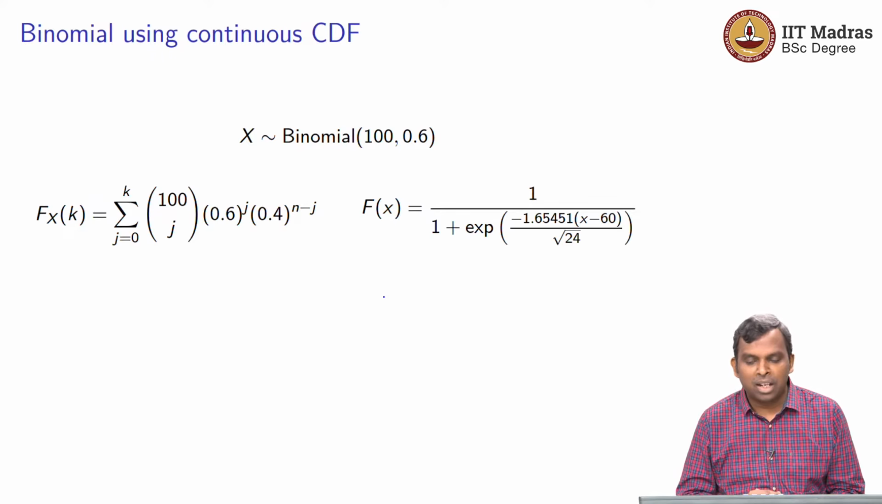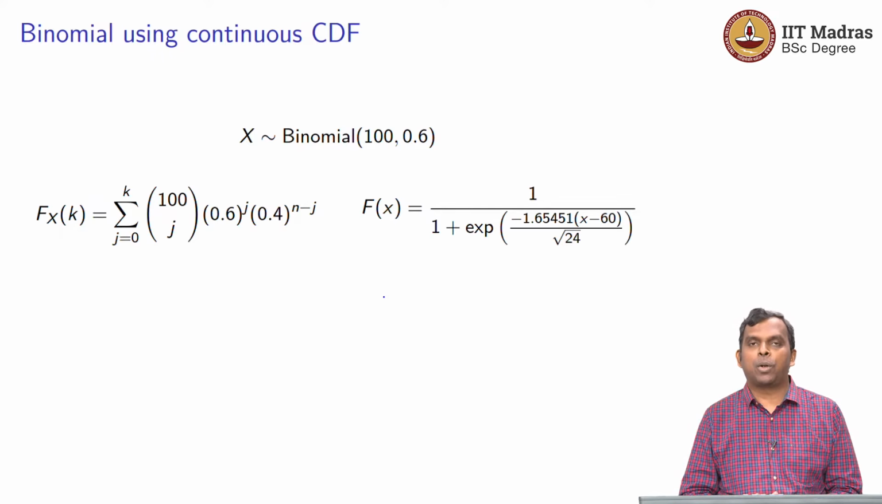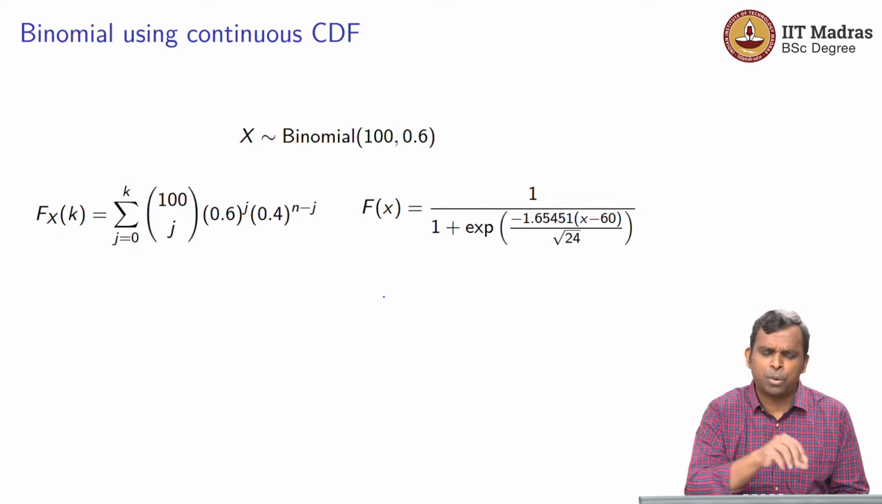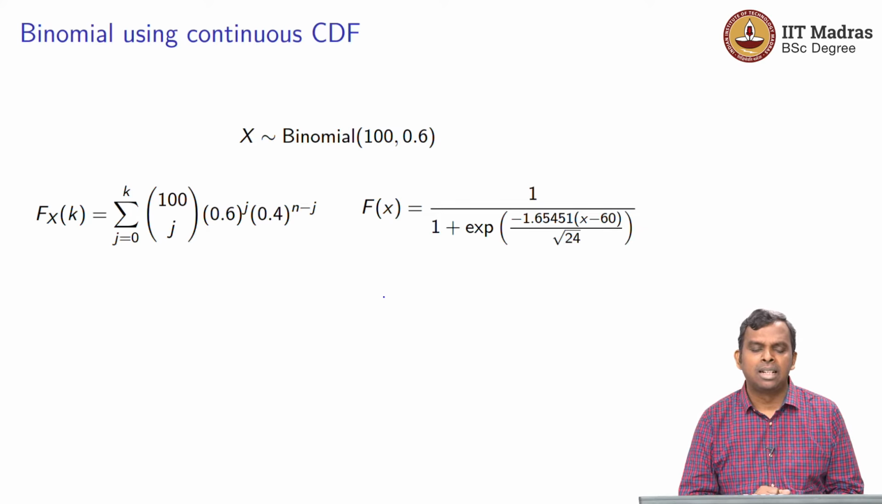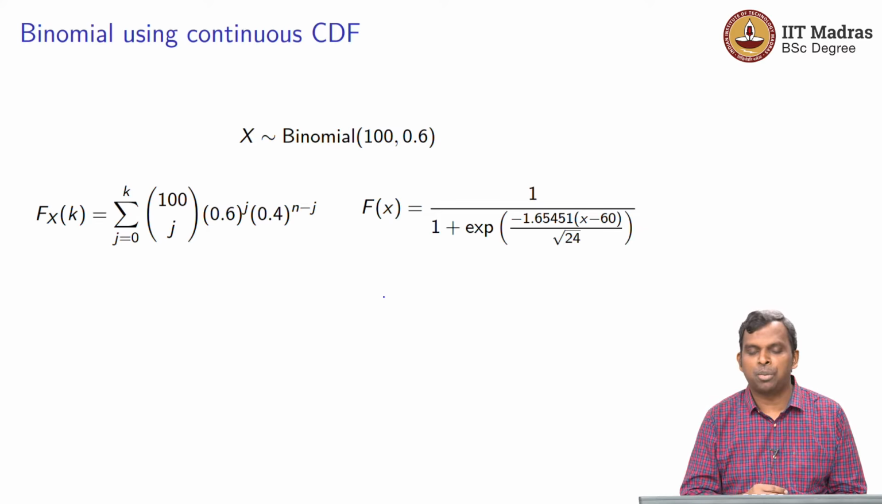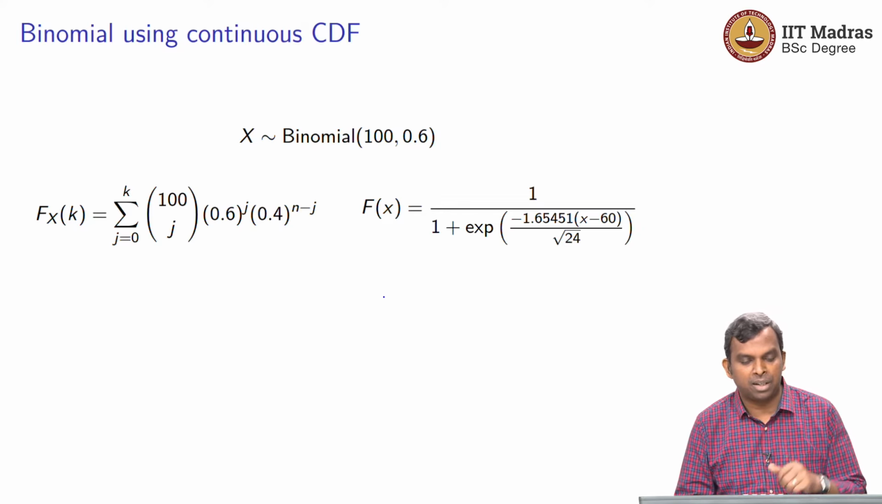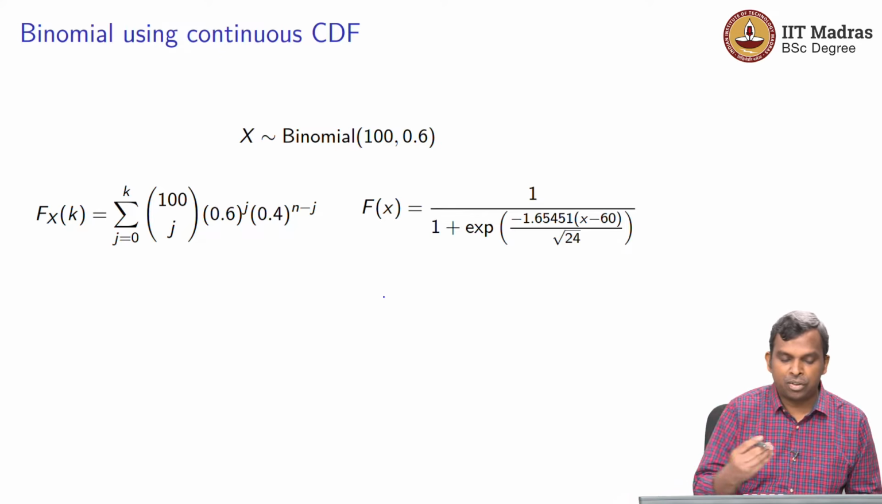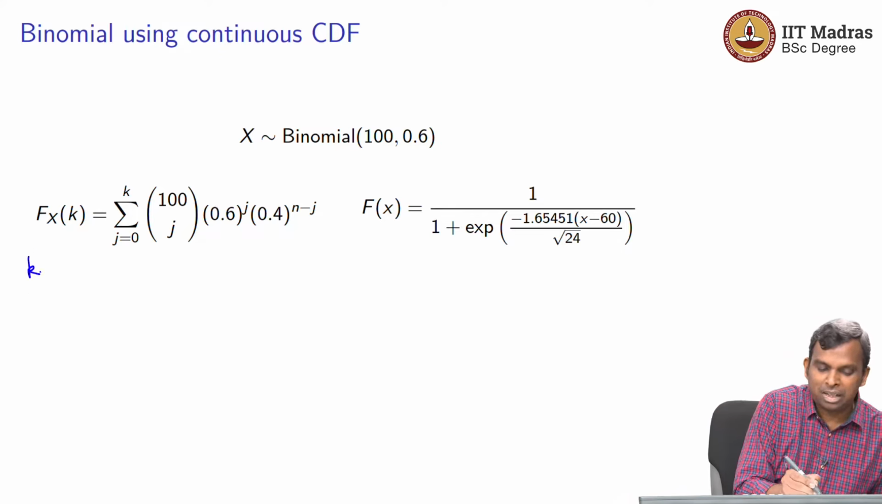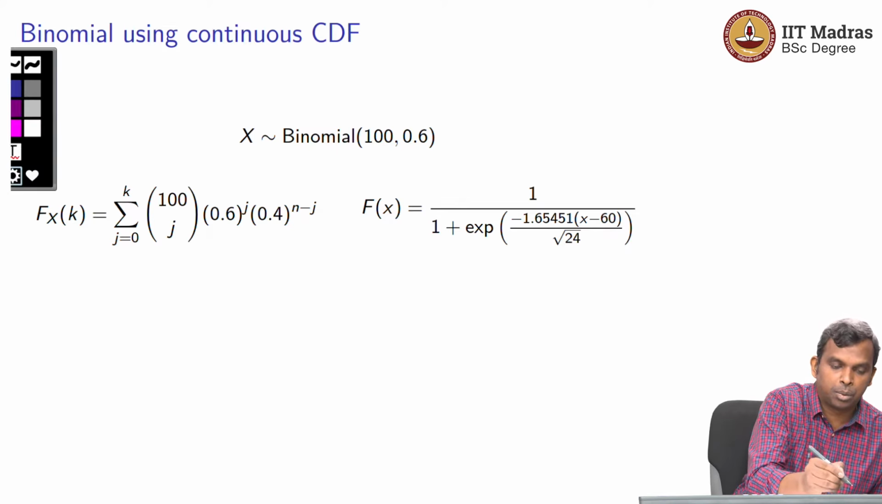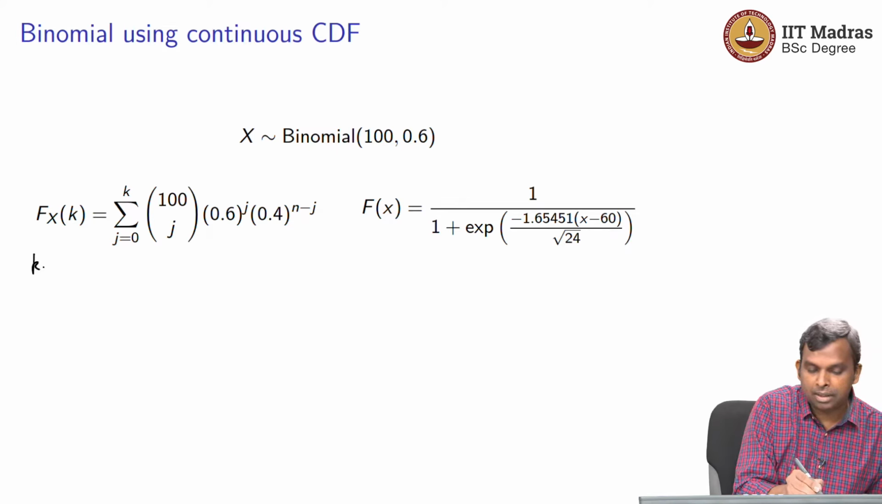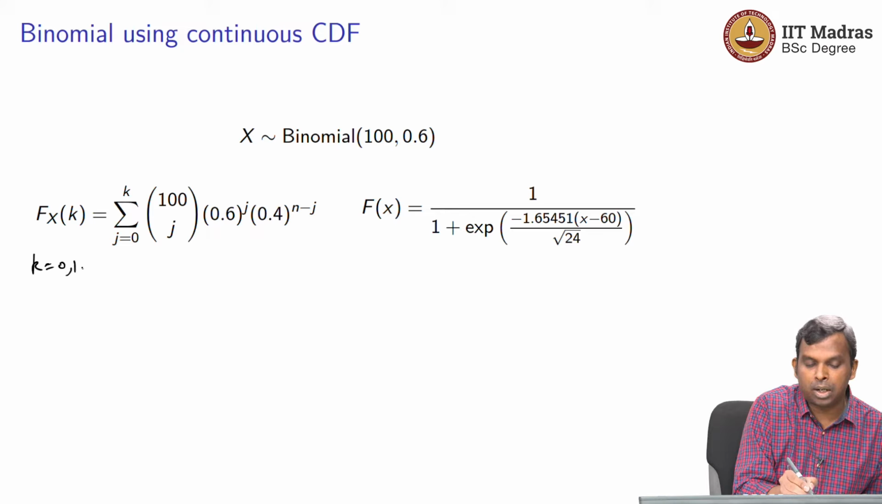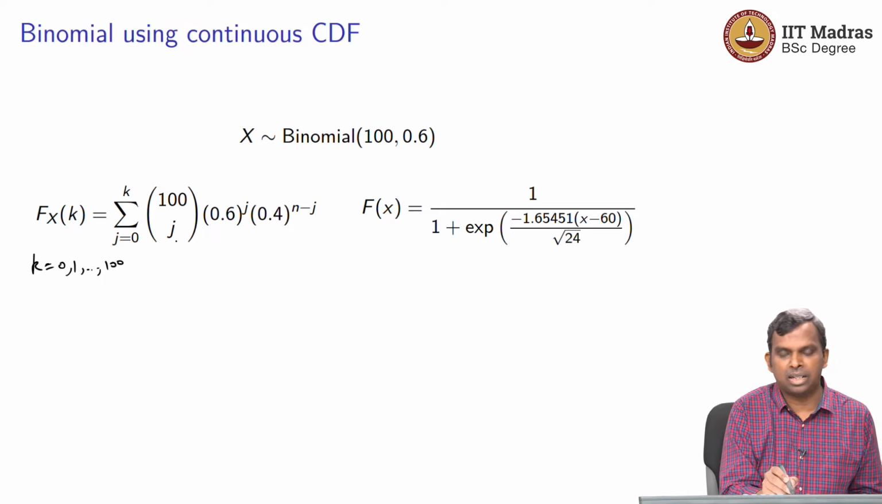Let's go to binomial. Let me show you a simple approximation. This is actually a very simple approximation for this binomial CDF. There are more fancy approximations, but let's start with a very simple one here. So this is a binomial distribution, n equals 100, p equals 0.6. The CDF jumps whenever k is 0, 1 till 100. In the other places, it stays flat. So that's how the CDF works.